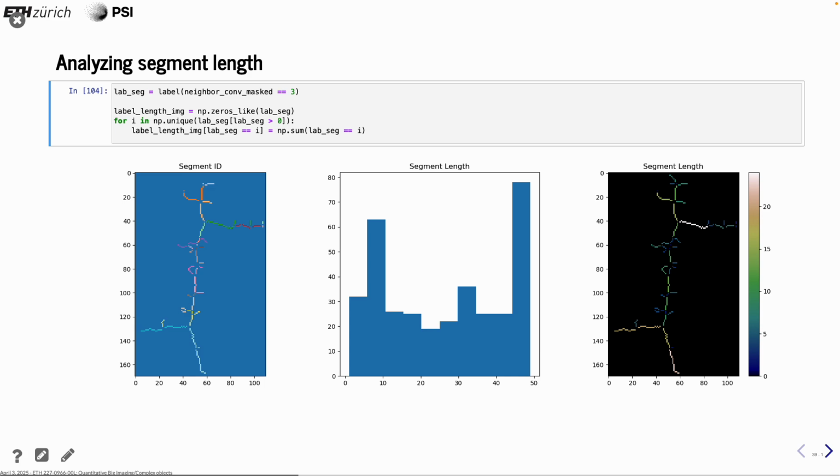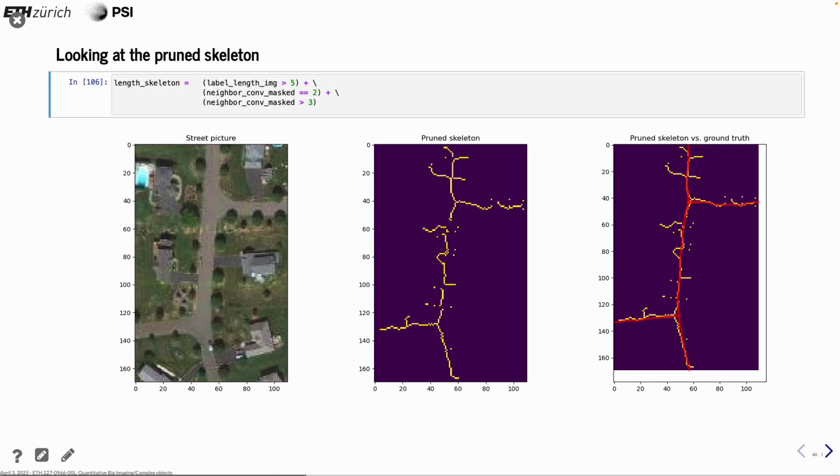And here I'm looking at the label value, or the mask value, equal to 3. So then I get all the line segments, and from that I can compute a histogram and get the distribution of these lengths. We can also color code the length, which is done here. You see the darker ones have short distances, and the brighter ones have the longer distances. And that we can use for some pruning.